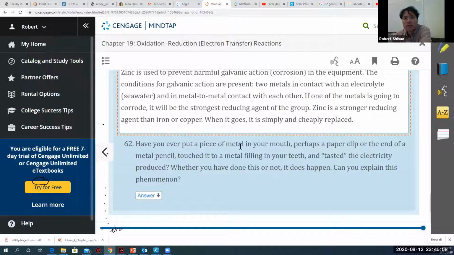Have you ever put a piece of metal into your mouth, perhaps a paper clip or the end of a metal pencil, touched it to a metal filling in your teeth and tasted electricity produced? Whether you have done this or not, it does happen. Can you explain this phenomenon?